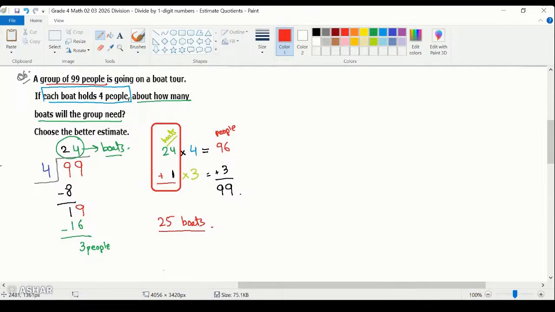Okay. Agreed? So that means 24 boats were completely filled, which had 96 people on it, while 3 people were left. That means 24 plus 1 is 25 boats would be required to put 99 people on it. Okay. Next.